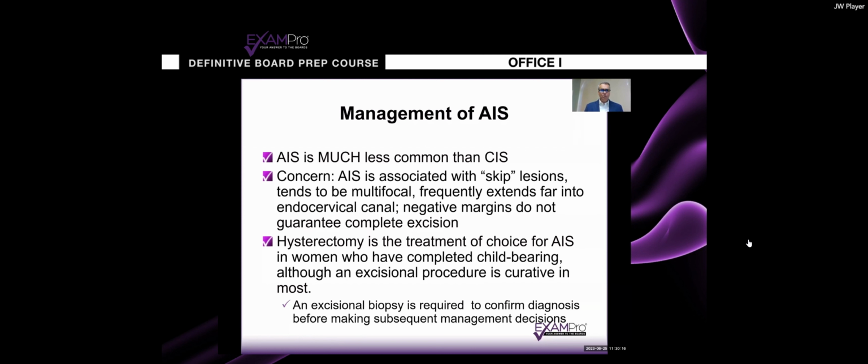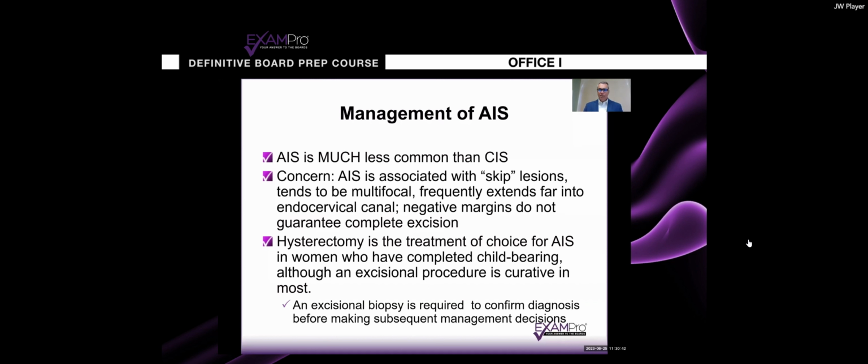So hysterectomy is really the treatment of choice for AIS in women who have completed childbearing. And that's despite the fact that in most of those cases, the excisional procedure was curative. I do want to mention, again, cold knife cone is the preferred excisional procedure for AIS because of the greater depth and width that is generally removed compared to a LEEP, and the fact that the margins are easier to interpret.